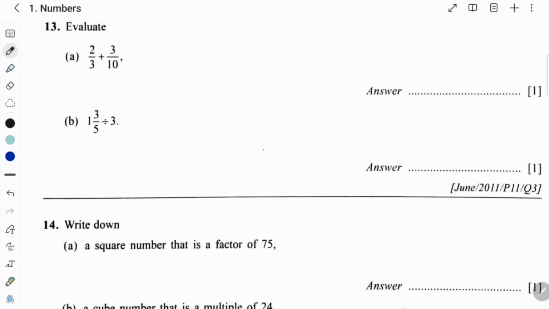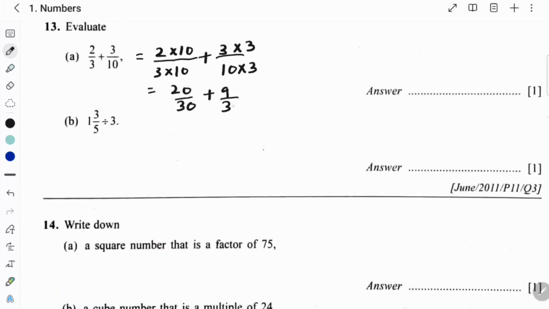All right, this question: 2 upon 3 plus 3 upon 10. Obviously the LCM will be 30. For that you need to multiply this 2 over 3 by 10 and this 3 over 10 by 3. Okay, so that is becoming 20 over 30 plus 9 upon 30, and then it's easy, 20 plus 9 upon 30, that is equal to 29 upon 30.